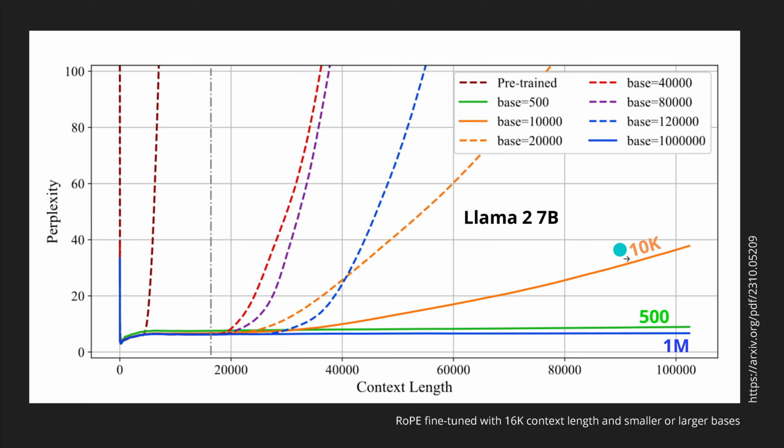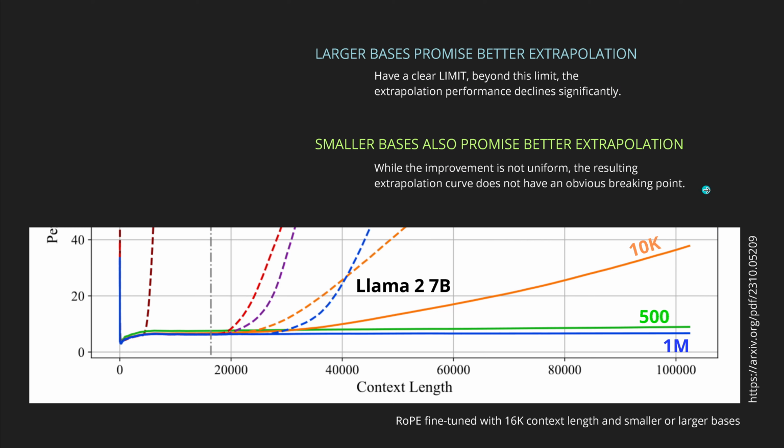So if you ask me, is 10K as the base in our theta definition the best base for a Llama 2, I have to tell you no, because we have a 500 and a 1 million that is significantly better. We have other bases, like here 20,000 or 40,000 or 80,000, that is significantly worse than our 10K. But there are those two that are significantly better. And now we have kind of a problem, no? Because you would expect, hey, either more or less, but both?